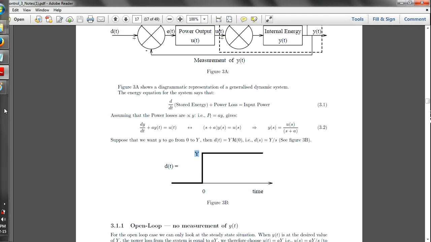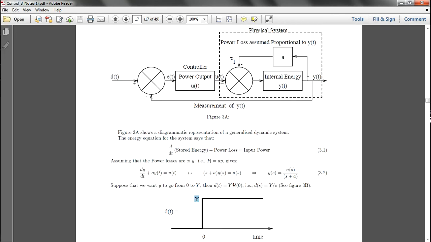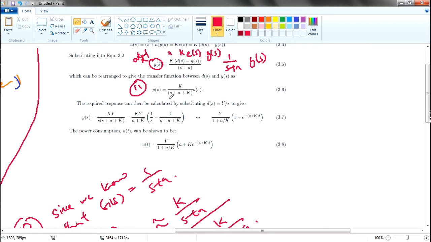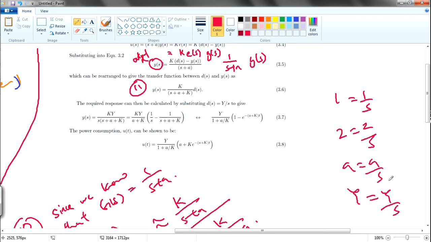So therefore your output itself can be said as y. The Laplace transform of any constant is the constant over s. 1 is equal to 1 over s, 2 is equal to 2 over s, a is equal to a over s, so y is equal to y over s. This is just a Laplace transformation.